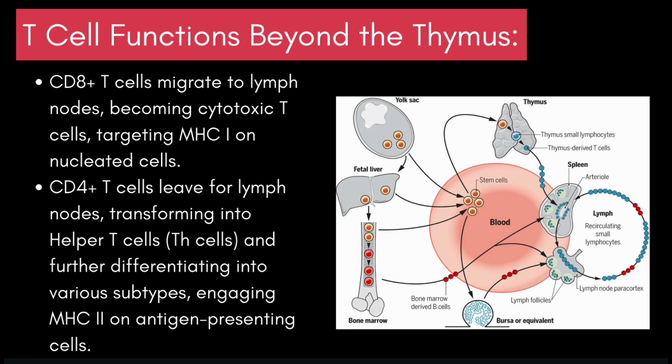Moving on. T cell functions beyond the thymus. CD8 plus T cells migrate to lymph nodes, becoming cytotoxic T cells targeting MHC1 on nucleated cells. CD4 plus T cells leave for lymph nodes, transforming into helper T cells, known as Th cells, and further differentiate into various subtypes, engaging MHC2 on antigen-presenting cells. Alright, so now that we have a brief overview of content, let's go ahead and get to the questions.